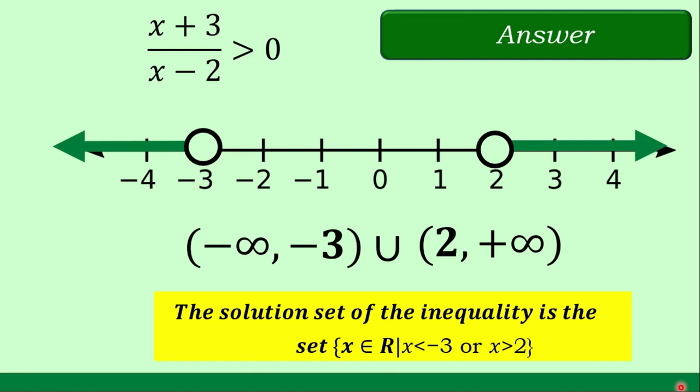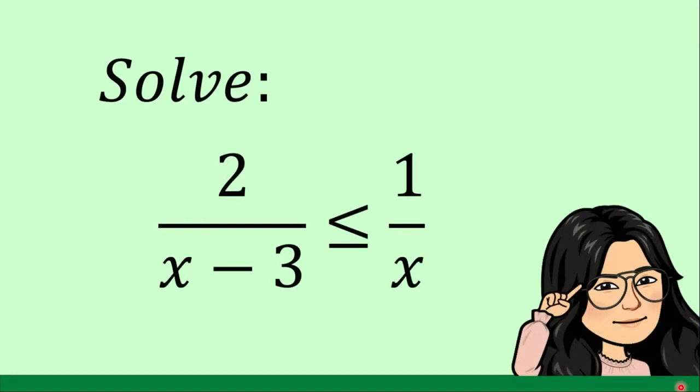Well, if that's okay now, let's proceed with our second example. How about this? Solve for this rational inequality. Given 2 over x minus 3 is less than or equal to 1 over x. You may pause this video, take your time. I know you can do it. Go ahead.